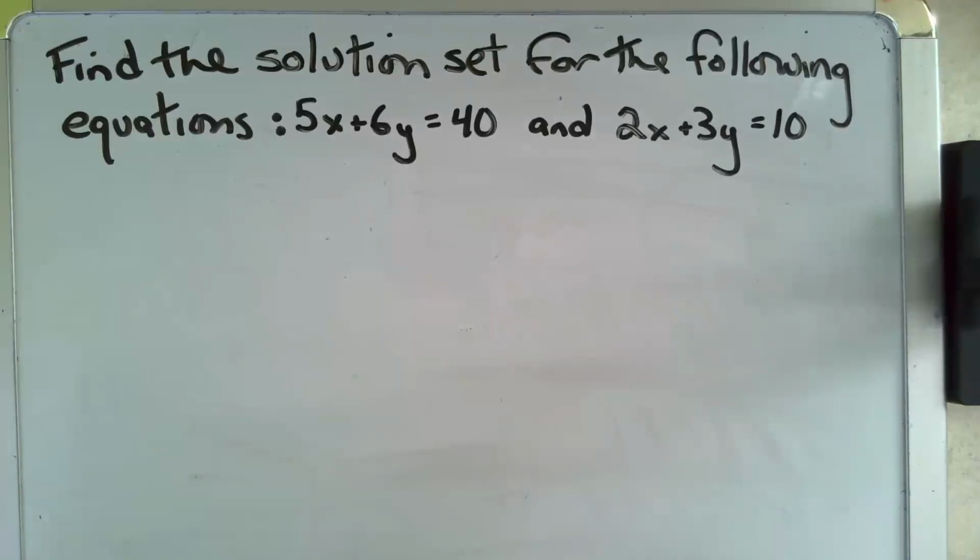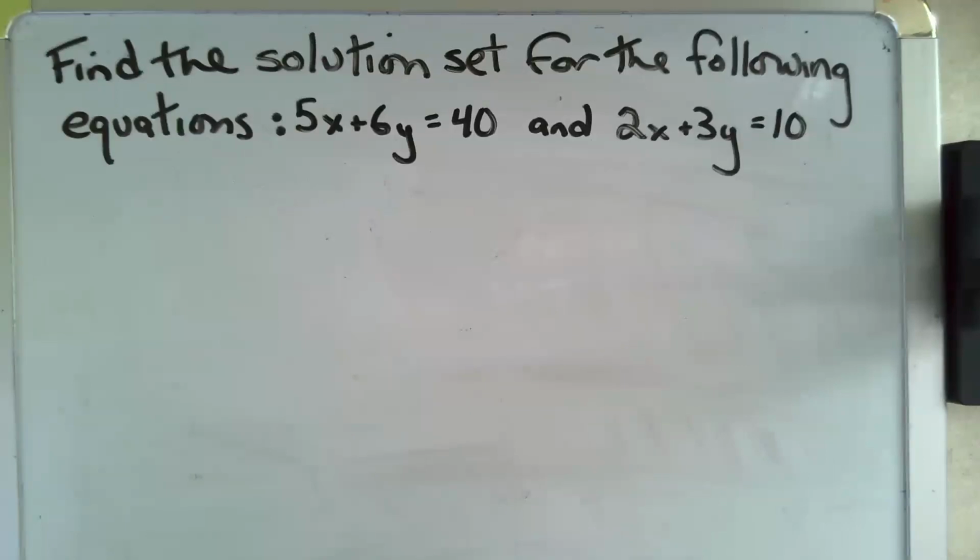Today, we're going to explore solving two equations using the simultaneous equation technique of linear combination. Okay, let's take a look. So today we're going to look at solving the question, find the solution set for the following equations, 5x plus 6y equals 40 and 2x plus 3y equals 10. And we're going to use a technique called linear combination. And here's how this goes.